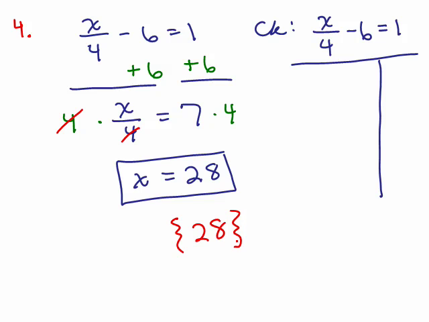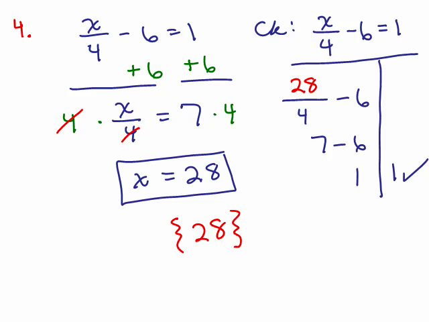Let's go over here and make sure that when we plug that in, we get a true equation. So I need a little bit more space here. So we have to put in 28 for x over 4. So that means 28 divided by 4 minus 6. 28 divided by 4, remember division comes before subtraction, is 7 minus 6 or 1. And on the right side there's a 1, so it does check.